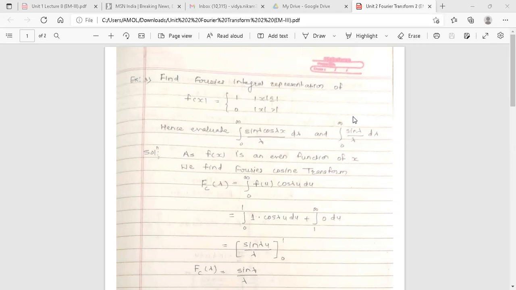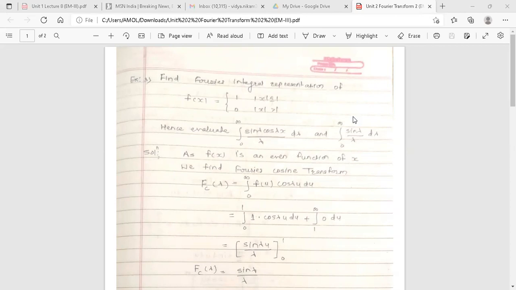Now the next example, a new example, is here. Find the Fourier integral representation of f of x, where the function is defined in two intervals: it is equal to 1 when mod x is less than or equal to 1, and it is equal to 0 when mod x is greater than 1. Hence, evaluate the integration of 0 to infinity sin lambda cos lambda x upon lambda d lambda, and the integration of 0 to infinity sin lambda upon lambda d lambda.